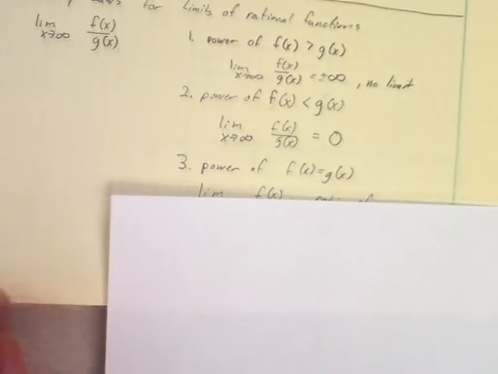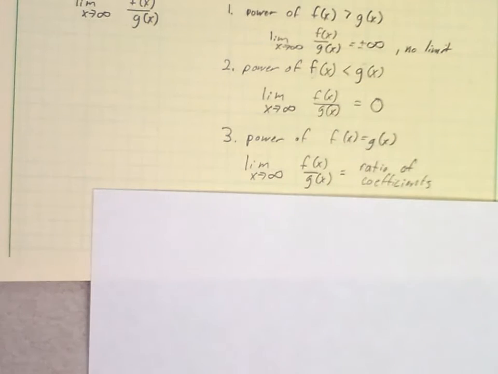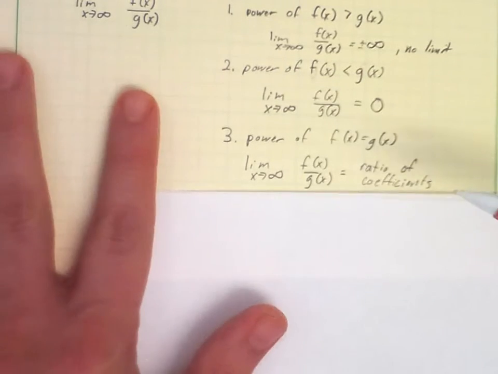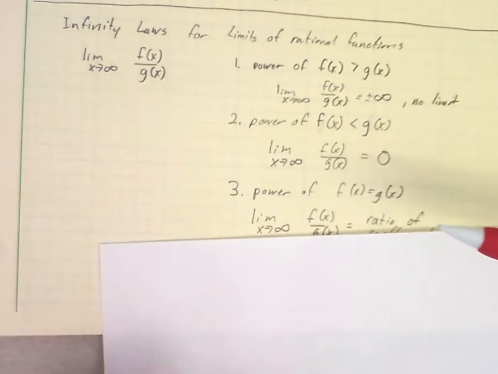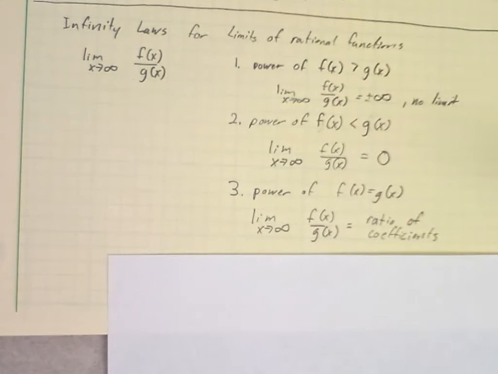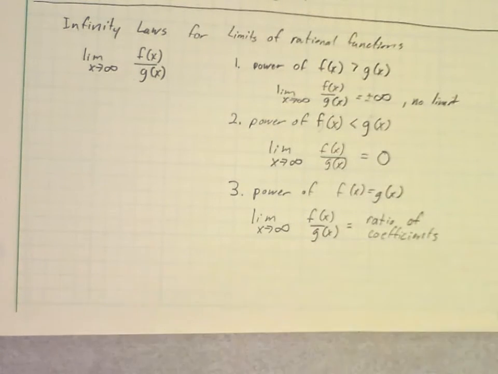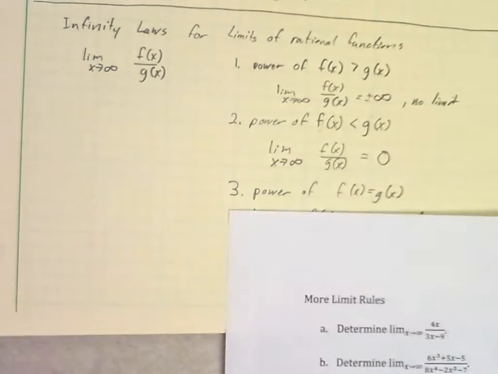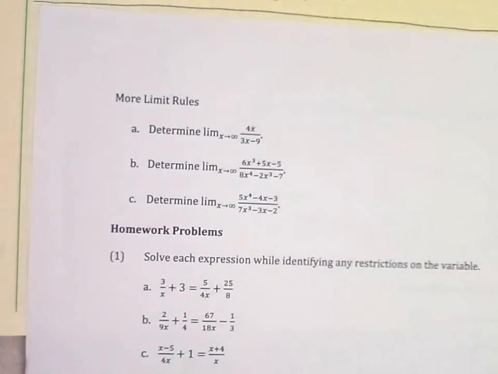And then the third way this can happen is what if they have the same power at their highest level? Then it turns out that the limit is the ratio of the coefficients. And again, this is exactly what we ran into when we were trying to find horizontal asymptotes with our graphs earlier. So we should be accustomed to using this kind of information. Let's take this and try to solve a few quick problems here using those limit rules.